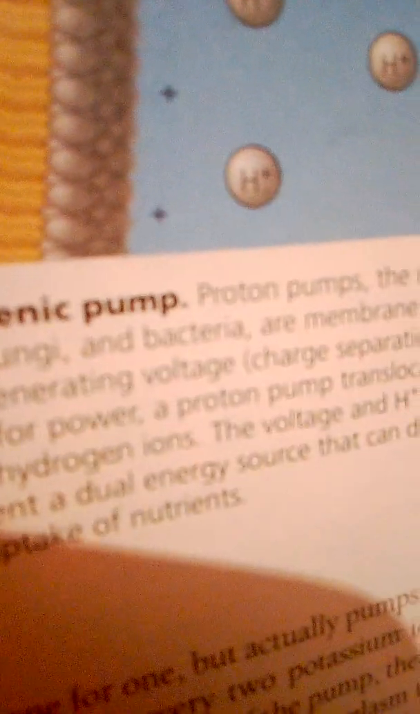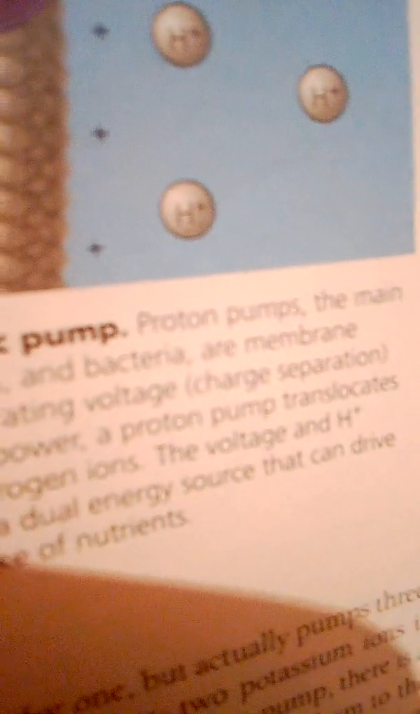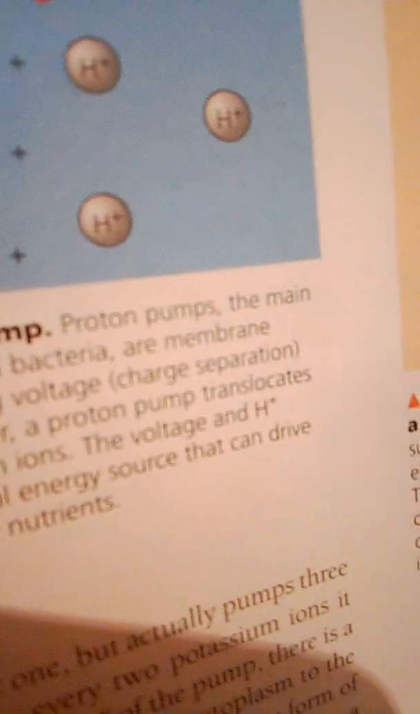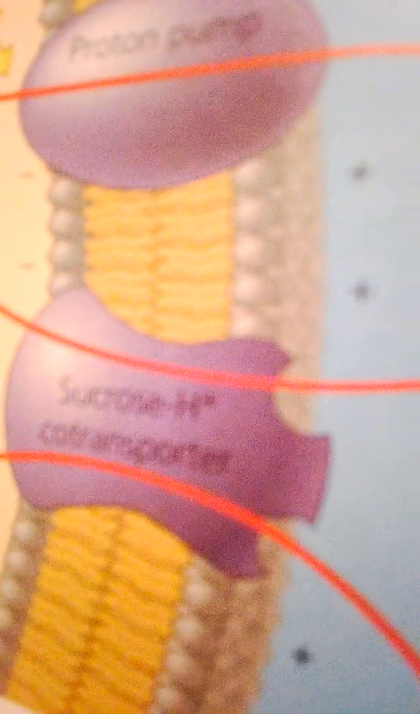A transport protein that generates voltage across a membrane is called an electrogenic pump. The sodium-potassium pump seems to be the major electrogenic pump of animal cells. The main electrogenic pump of plants, fungi, and bacteria is a proton pump, which actively transports hydrogen ions, protons, out of the cell. The pumping of H+ transfers positive charge from the cytoplasm to the extracellular solution.